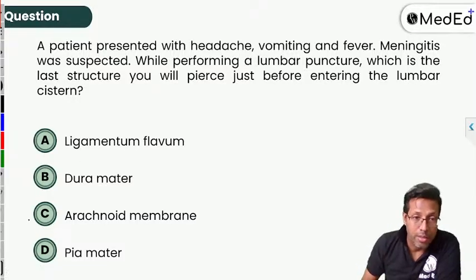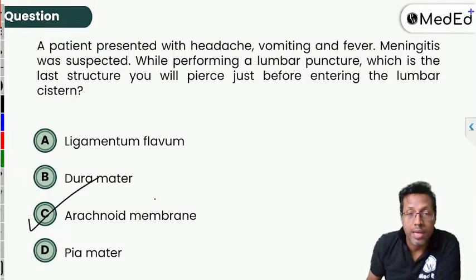So C is the correct answer, arachnoid. Okay, it's not pia, guys, it is arachnoid. So subarachnoid, lumbar puncture is after the arachnoid.